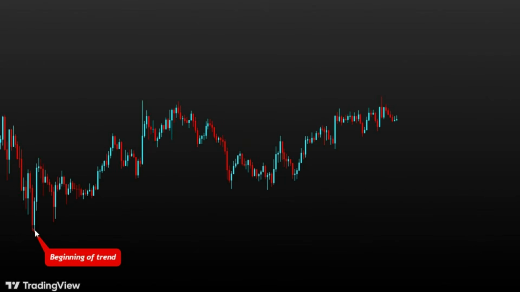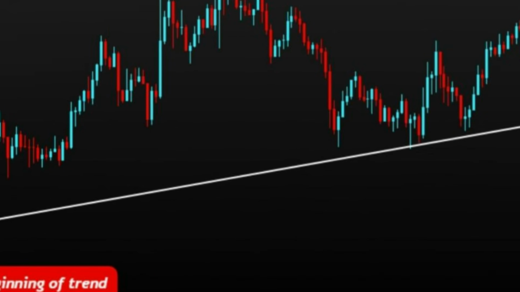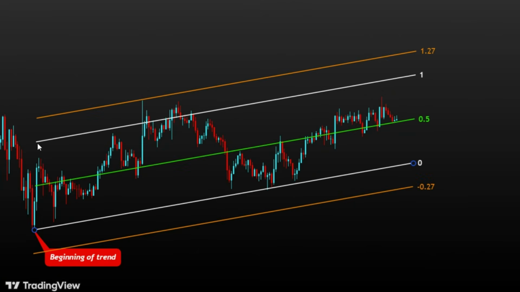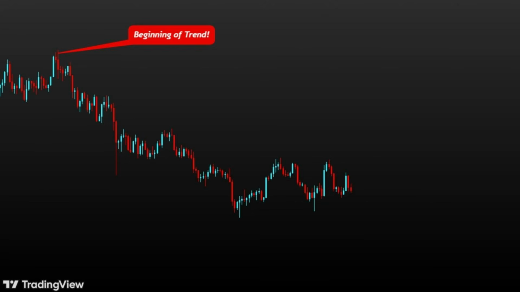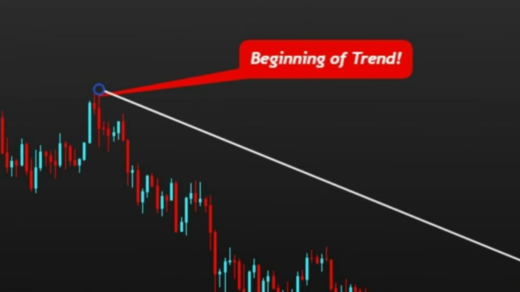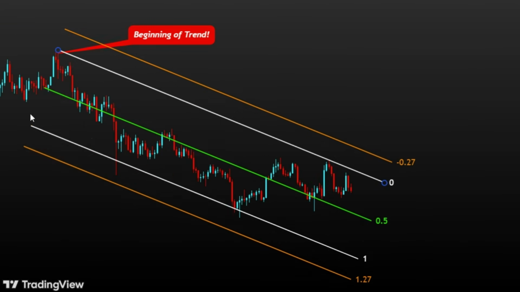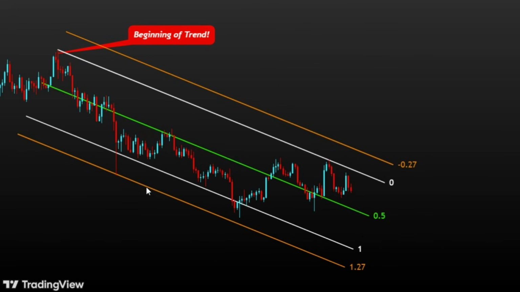For this uptrend, I'll start by clicking at the beginning of the trend and dragging it to the right, connecting the lows like you do when drawing a trend line. Then drag up and to the left, adjusting it so that the highs sit exactly on 1.27 level. For this downtrend, I'll start by clicking at the beginning of the trend, dragging it to the right and connecting the highs, just like drawing a trend line. Then I drag it down and to the left, adjusting it so that the lows are placed exactly on 1.27 level.